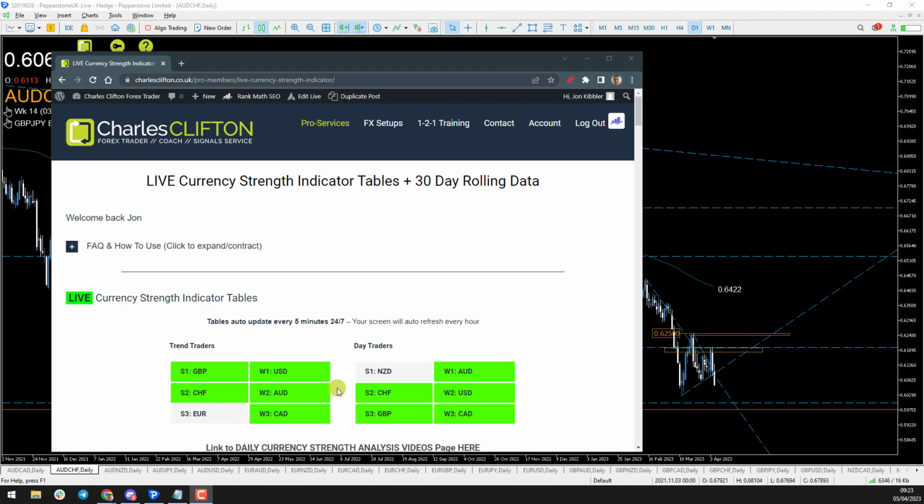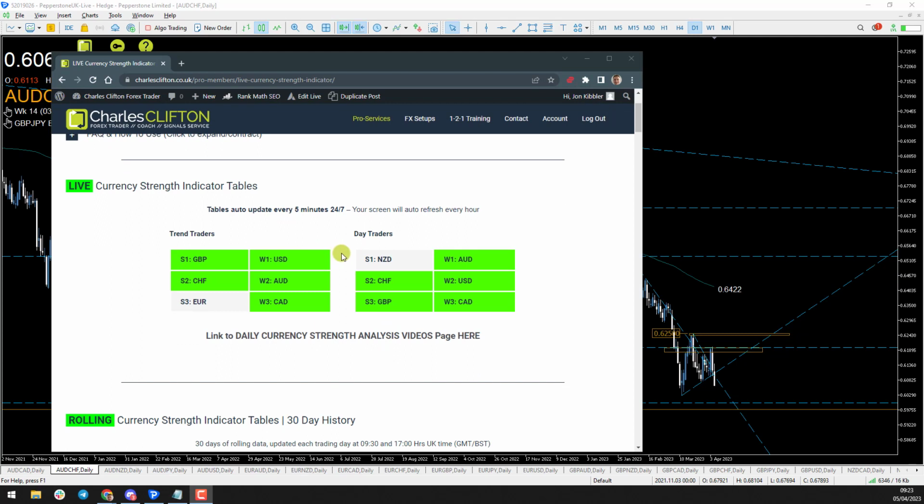The tables auto update every 5 minutes 24/7, meaning that our members can see how the market stands right now in real time. So what actionable forex pairs are we going to be focusing on today? Well, we focused a lot on pound pairs yesterday. We're going to be focusing on the Aussie pairs today.